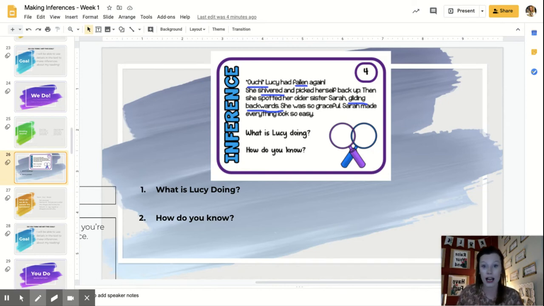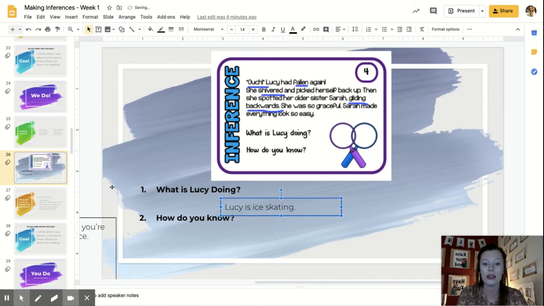I fall all the time when I go ice skating, and I have seen beautiful ice skaters gliding backwards, doing spins and jumps and twirls. So I'm going to make the inference. Remember, I'm using my clues that are in blue, what I know about those clues, I'm putting them together, and my inference is Lucy is ice skating.